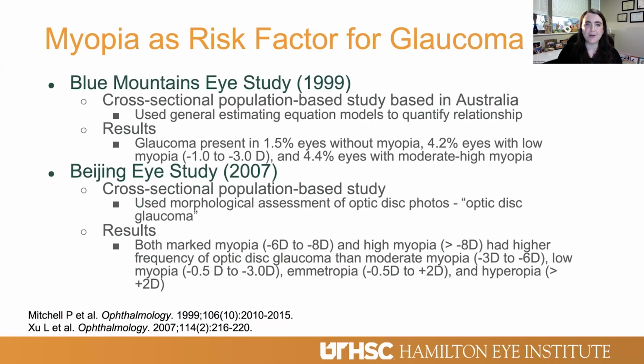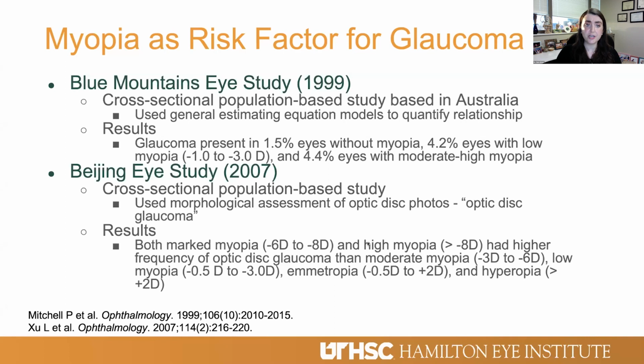So let's talk about myopia as a risk factor for glaucoma. There are a number of studies out there, but I wanted to highlight two in particular. The first being the Blue Mountains Eye Study, which is a cross-sectional population study based in Australia. This used generalized estimating equation models to quantify the relationship between myopia and glaucoma. They found glaucoma present in 1.5% of eyes without myopia, 4.2% of eyes with low myopia, and 4.4% of eyes with moderate to high myopia.